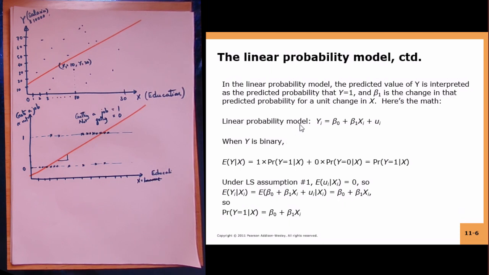So first we start with the most simple linear probability model, where we say that the predicted value of y is interpreted as the predicted probability that y equals 1. And this is important to note that in discrete dependent variables, we always take the value of y equals 1. That is what we are modeling.